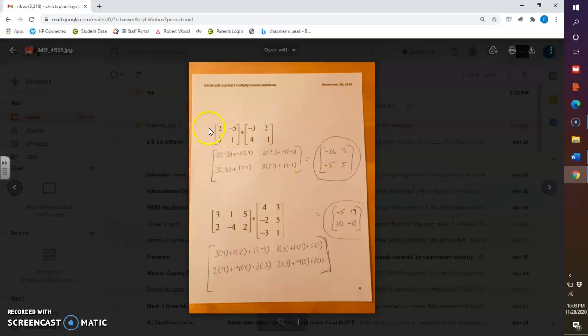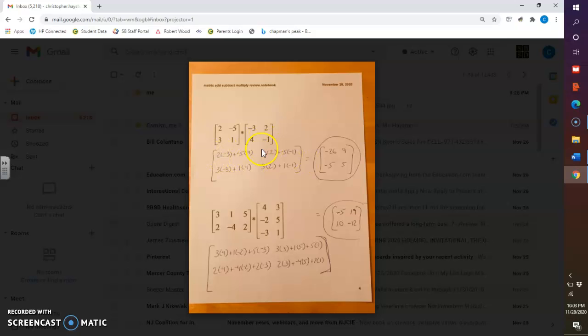Multiplying matrices, it is row times column. It is not multiplying consistent spots. If you multiply the consistent spots, it's automatically wrong. It's row times column. So 2 times negative 3 plus negative 5 times 4. 2 times 2 plus negative 5 times negative 1.